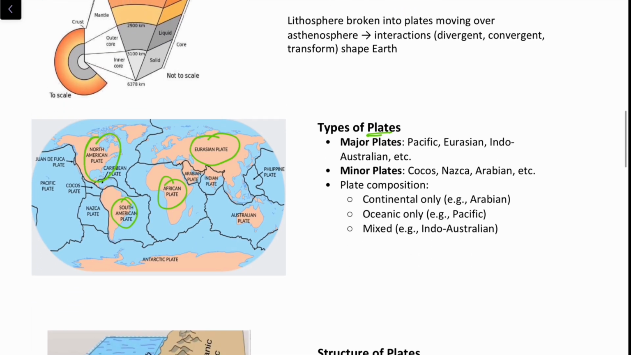Those plates and the interaction between those plates can be divergent in nature or convergent in nature. So when two plates are coming towards each other, that we call convergent, and when two plates go away from each other, that process we call divergent in nature.